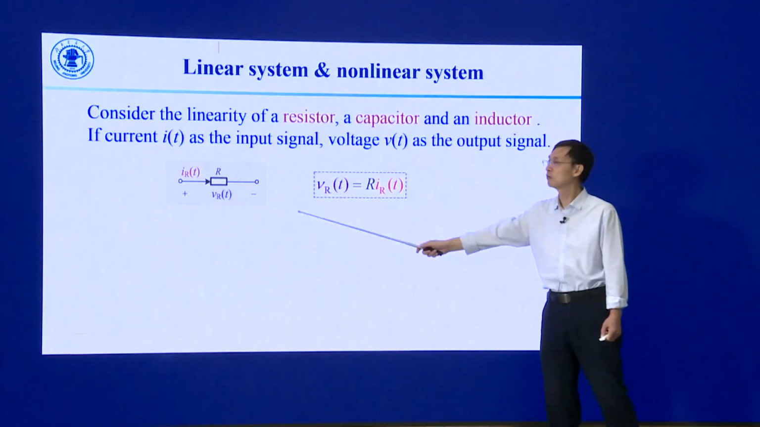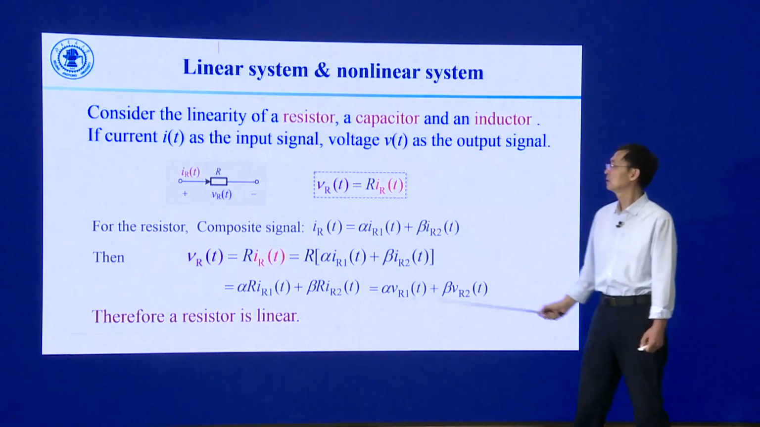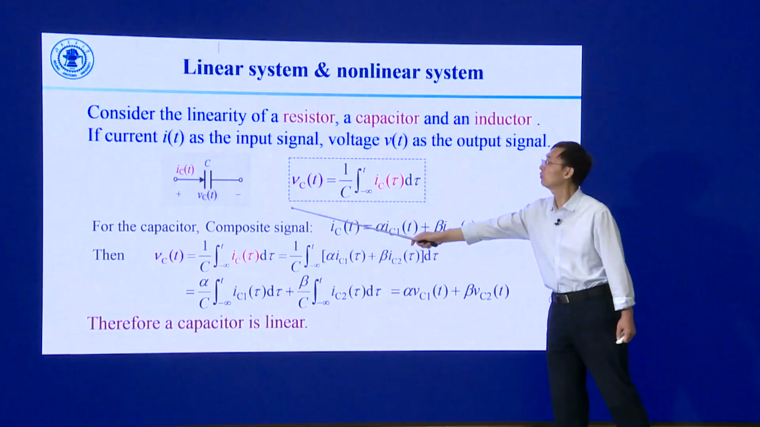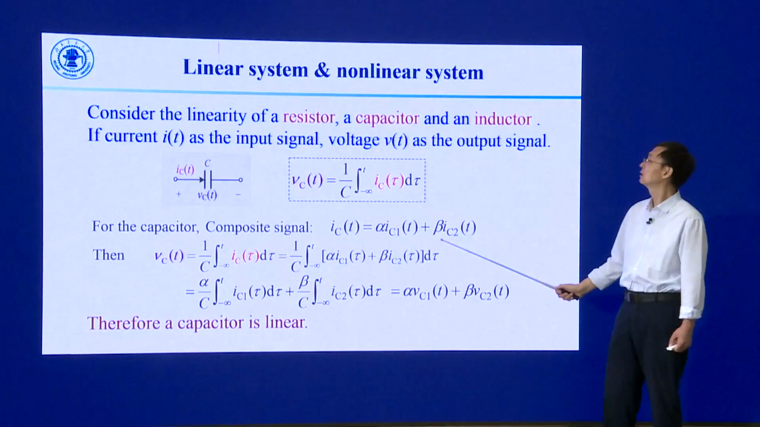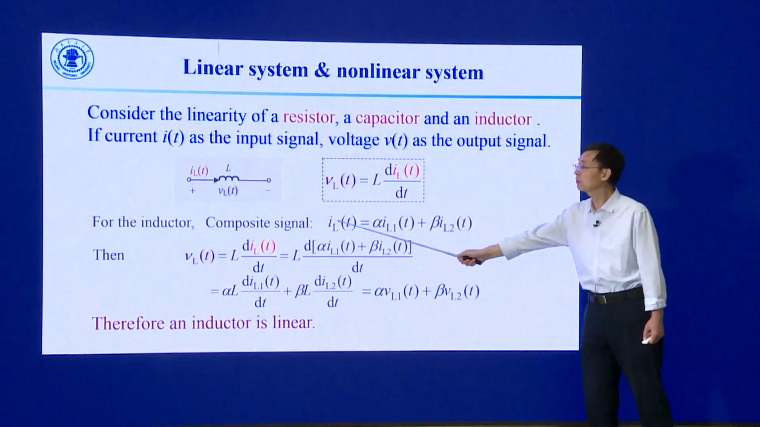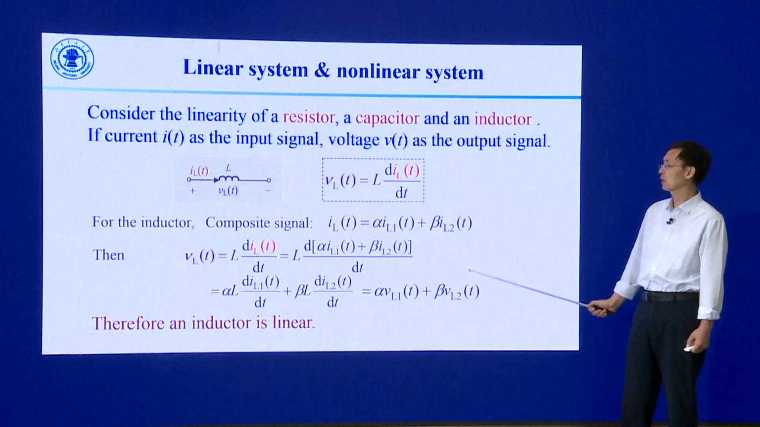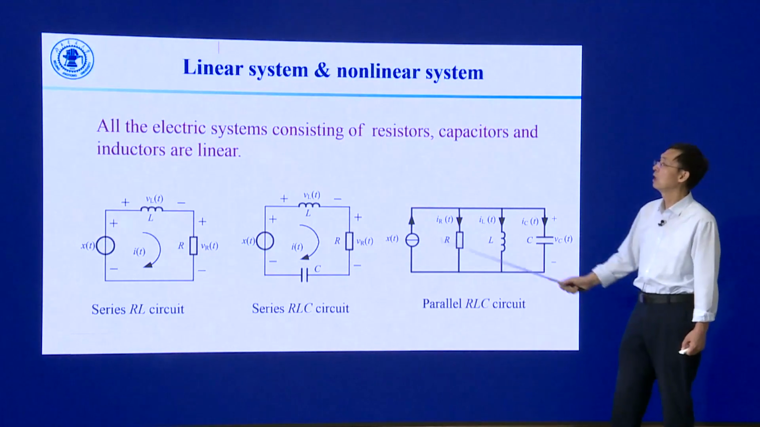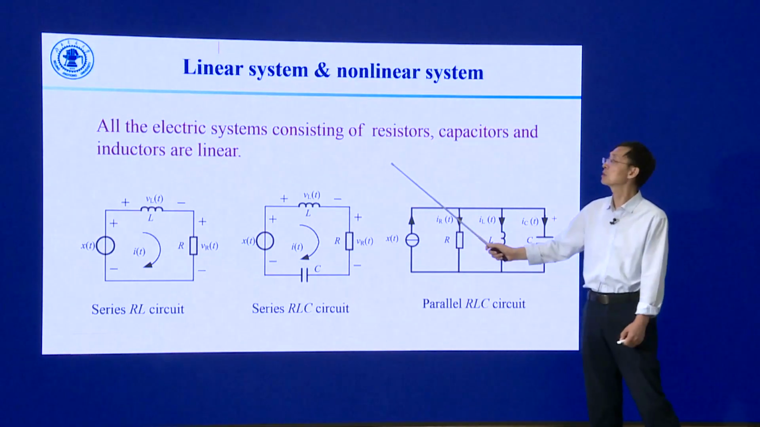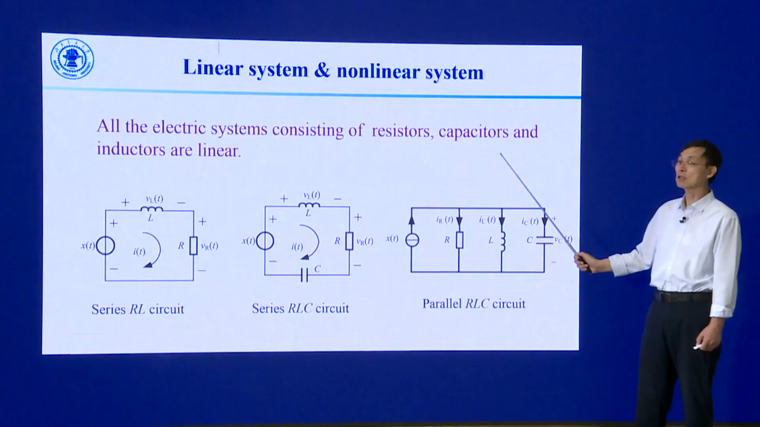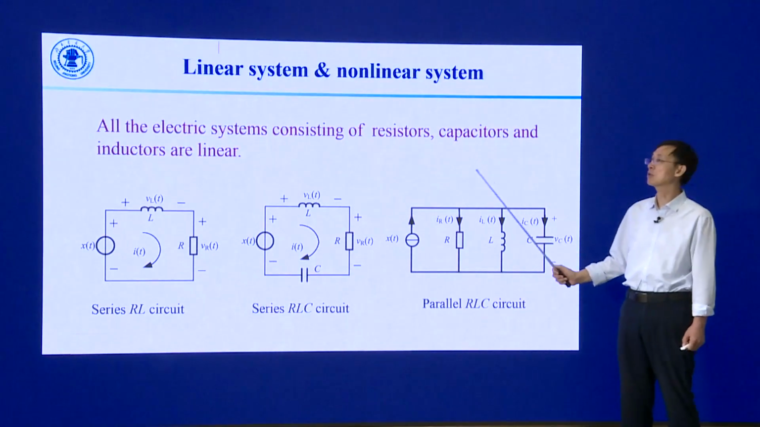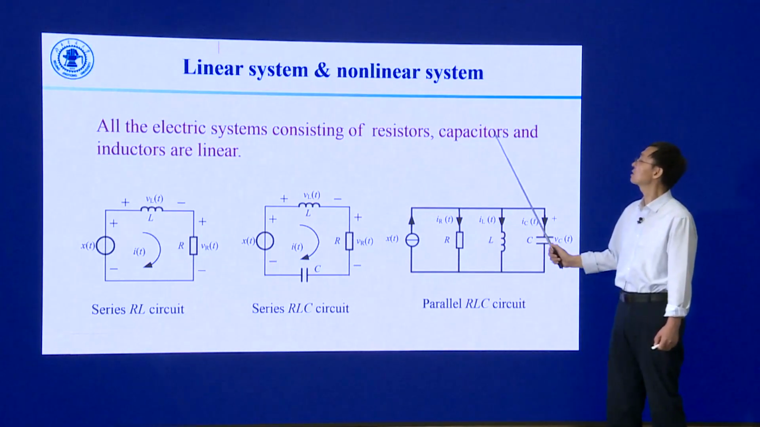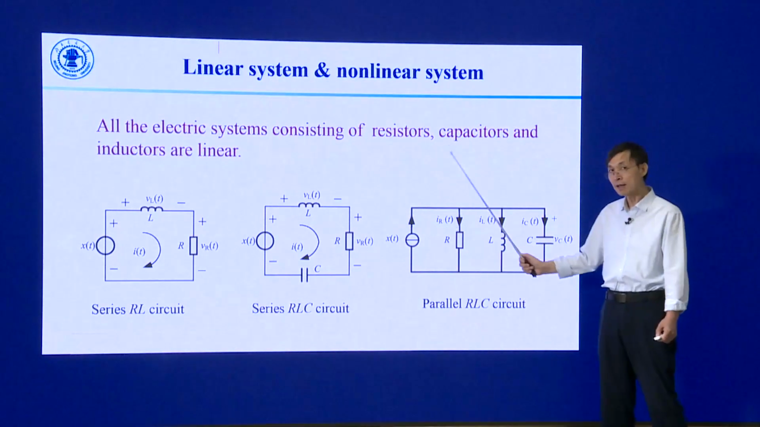Here is the proof for the resistor. You can think about it after class. Here is the proof for the capacitor. And this is the proof for the inductor. You can think about it after class. All the electric systems consisting of resistors, capacitors, and inductors are linear because the resistors, capacitors, and inductors are linear systems.